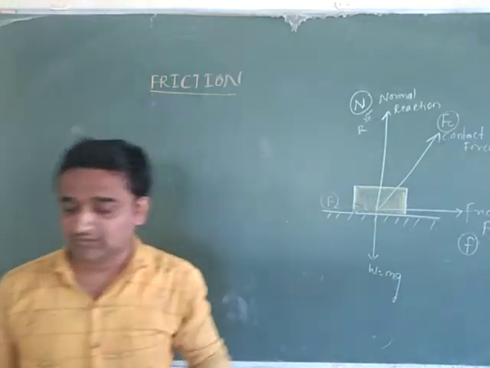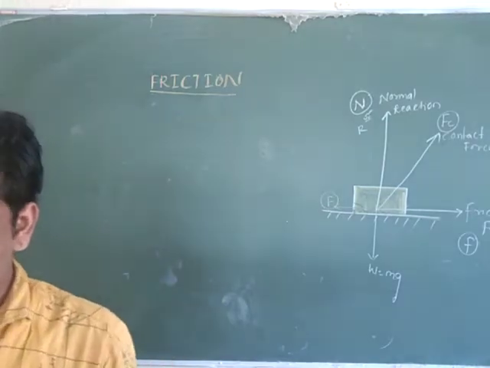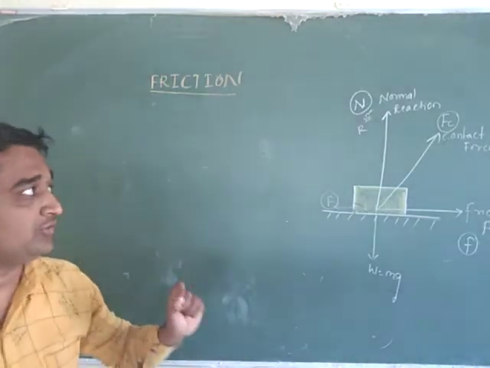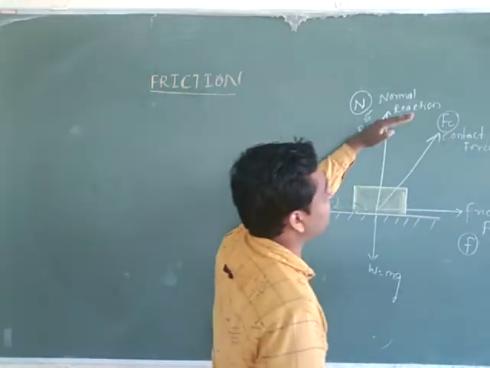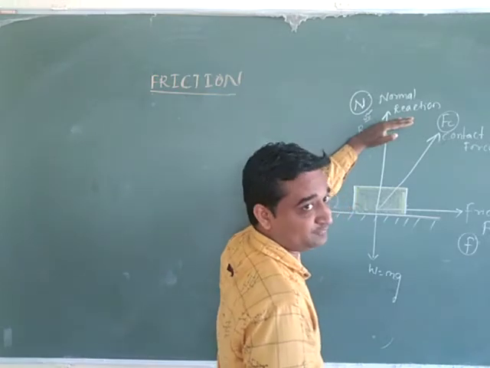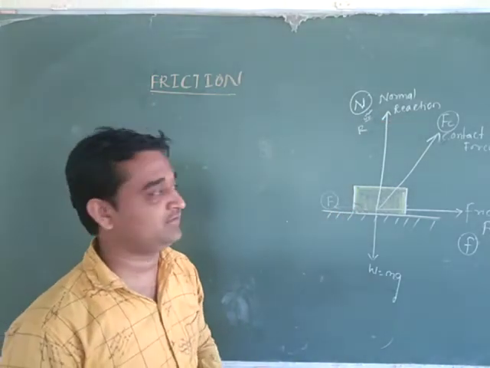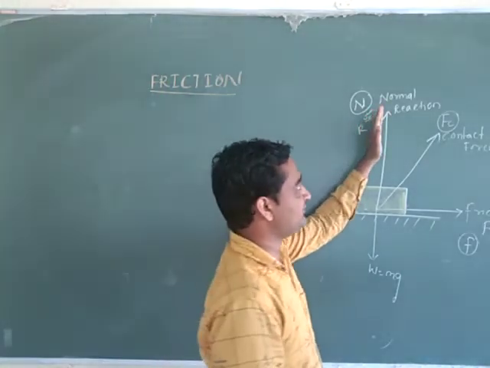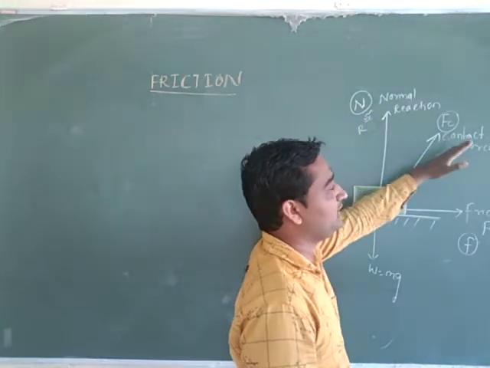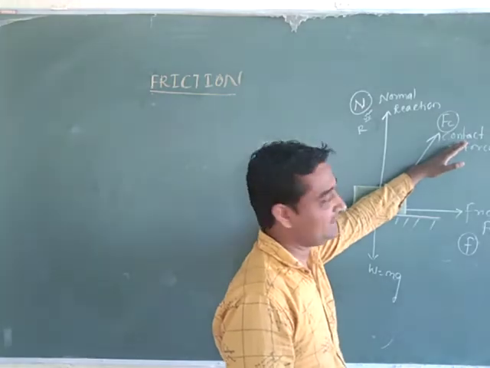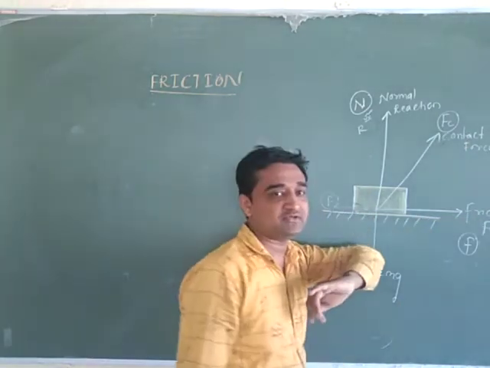With all this basic introduction, the point you have to understand here is what is meant by normal reaction. This is a very important point, and next we have to discuss the laws of friction also, right? What is normal reaction? It is the perpendicular component of the contact force, right? The parallel component is what? The frictional force.